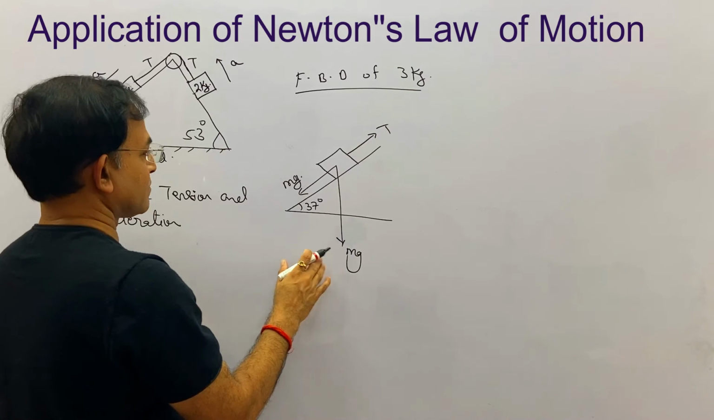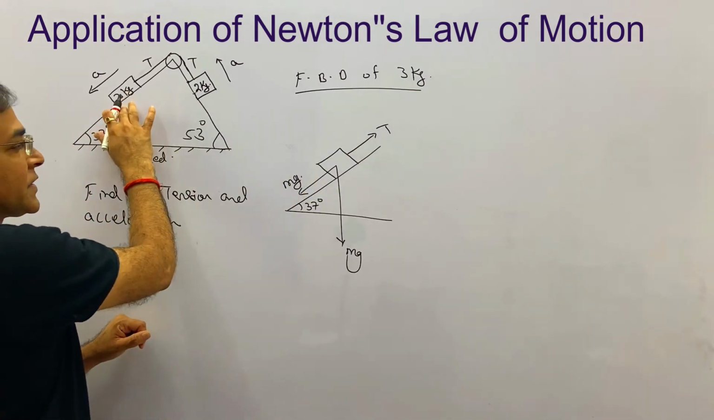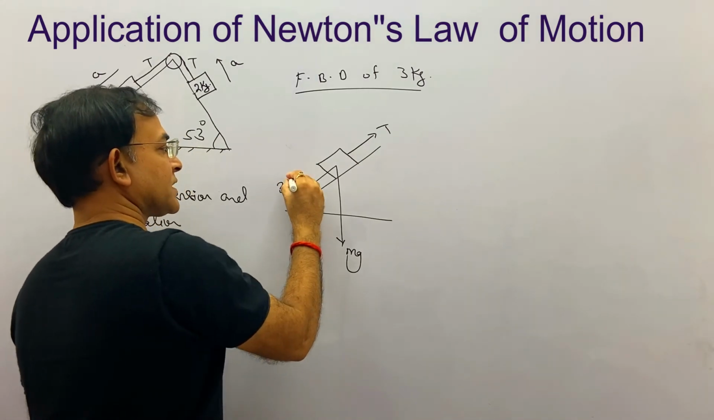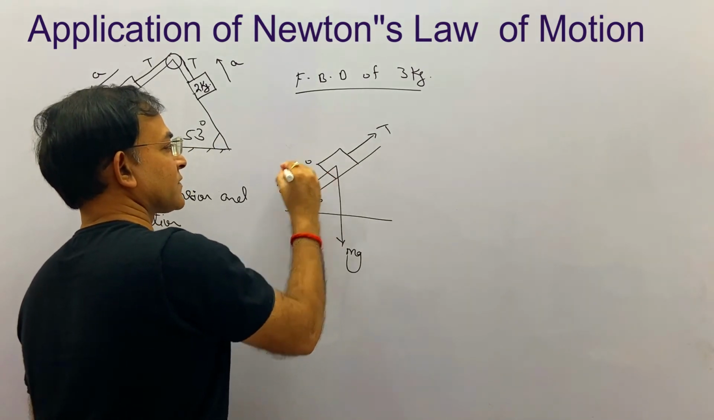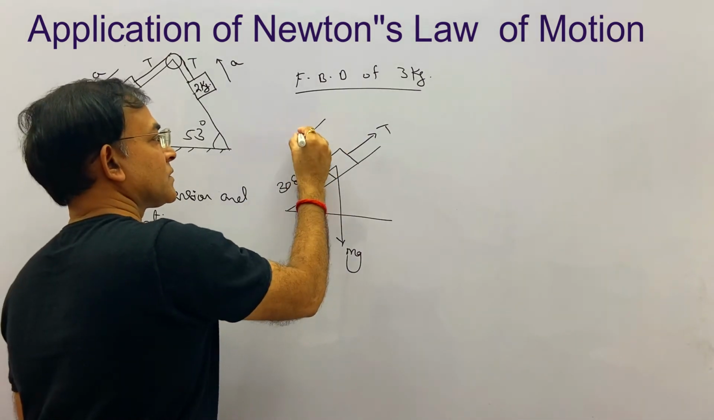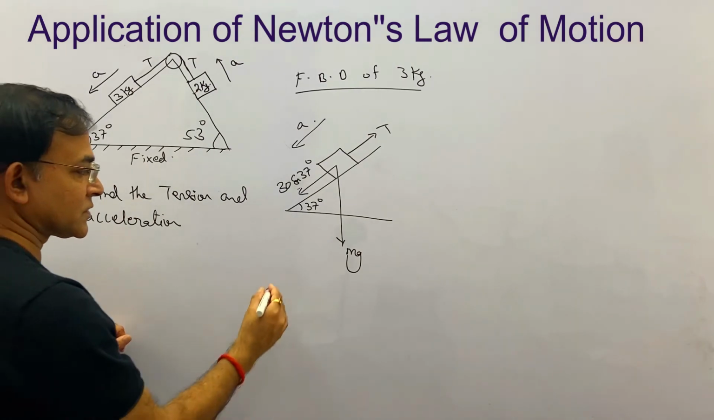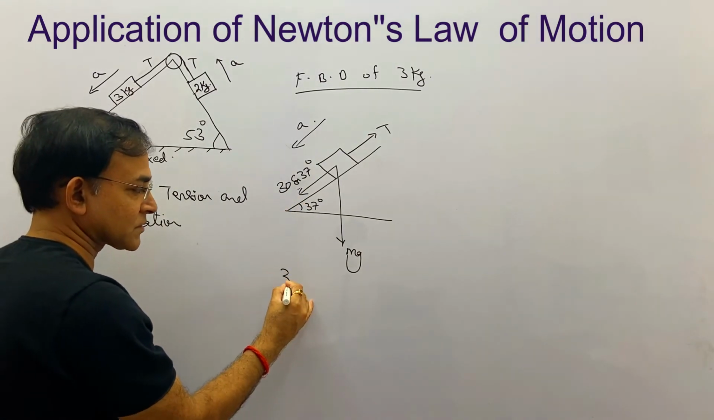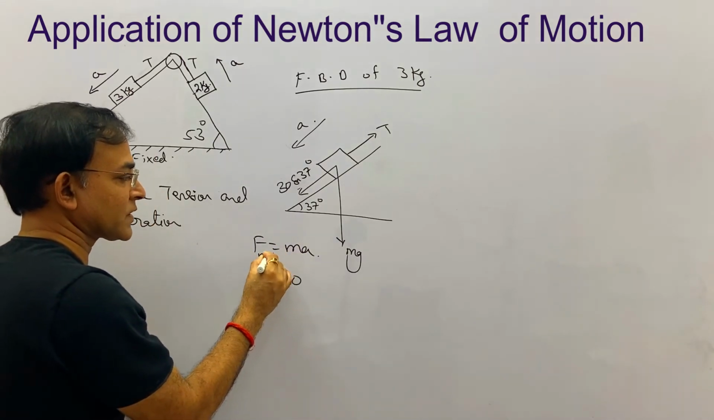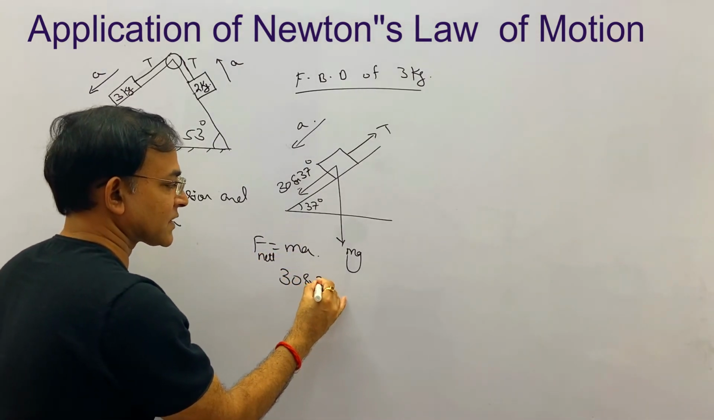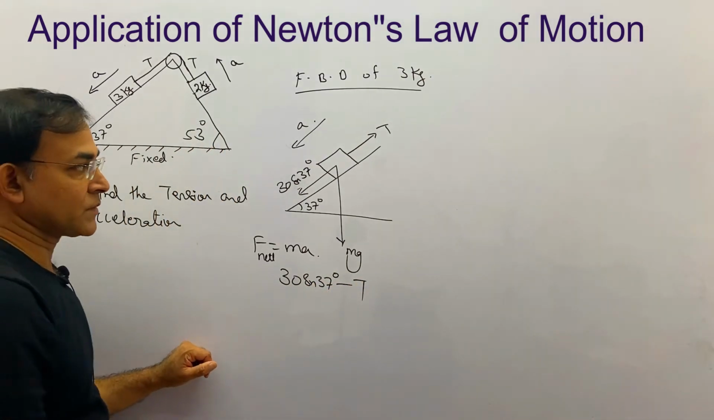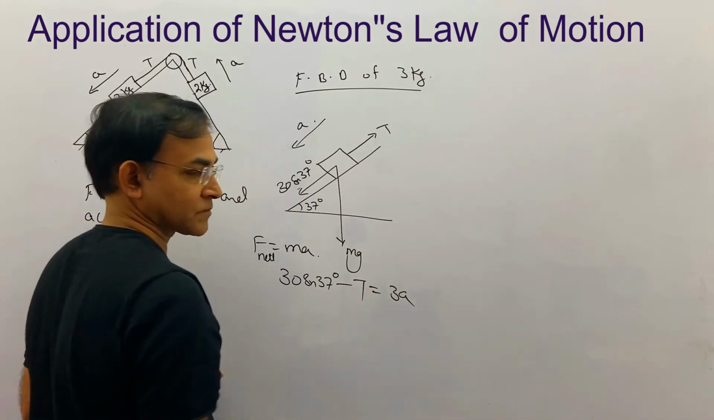And this mg, the mass is how much? Mass is 3 kg, so the weight is 30. You can write here 30 sine 37. Okay. And we assume the acceleration is in the downward direction. So by using Newton's law, F equal to ma, this 30 sine 37 minus T will be equal to mass into acceleration.